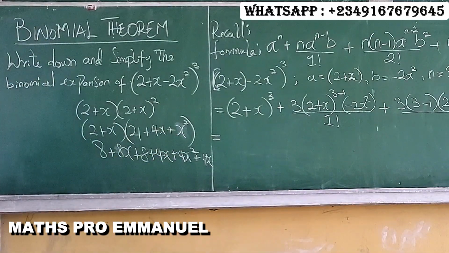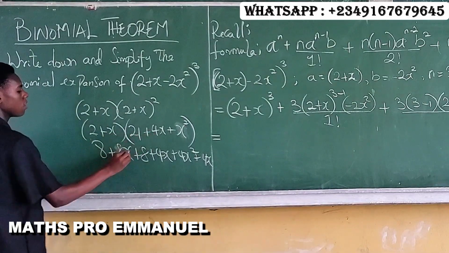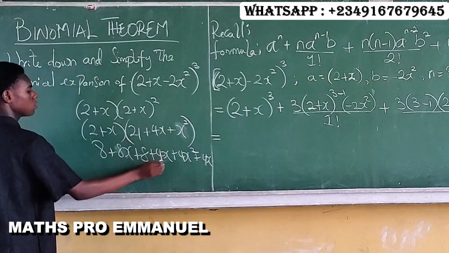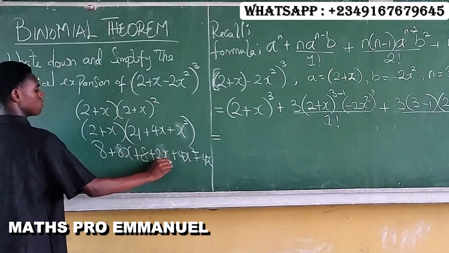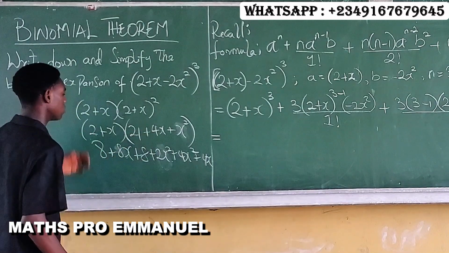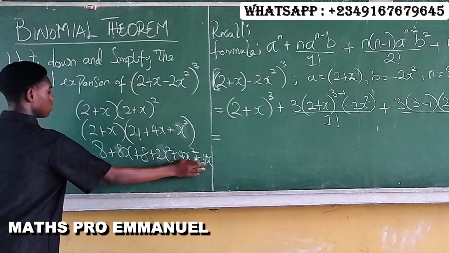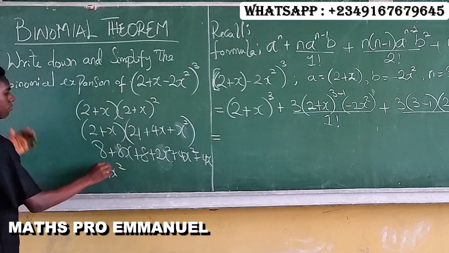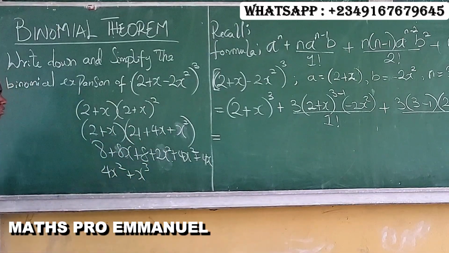Sorry, x square. Let me expand the bracket. 2 times this, I'll have 4x, 8x. Then 2 times this, I'll have 2x square. And then 2 times this will get 2x square. So the next one is x. x times this, I'll have 4x. x times this, I'll have 4x square. Then x times this, I'll have x cubed.